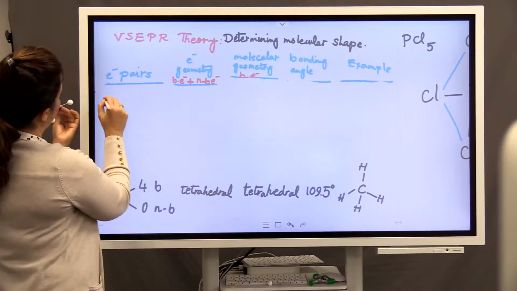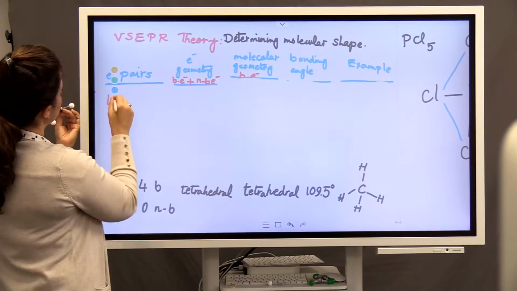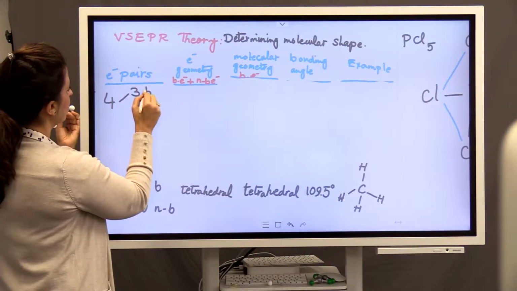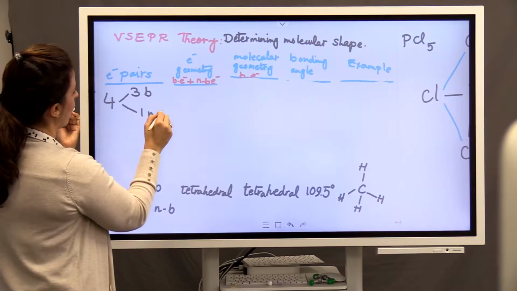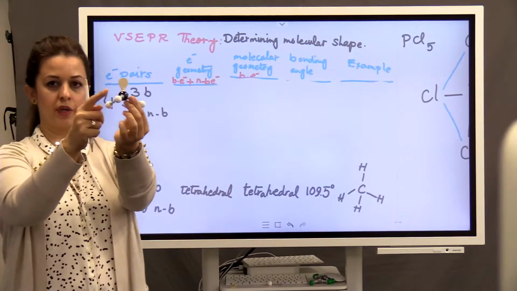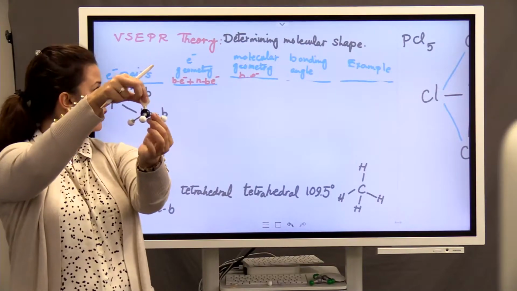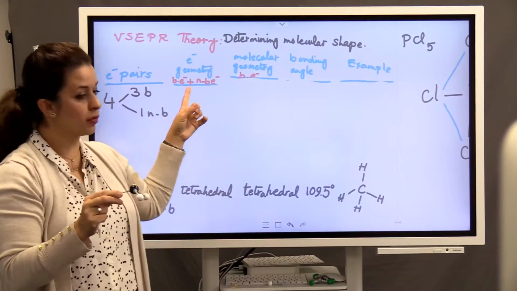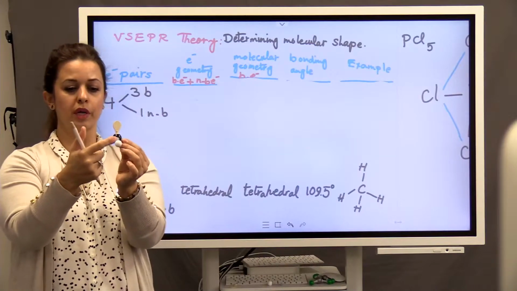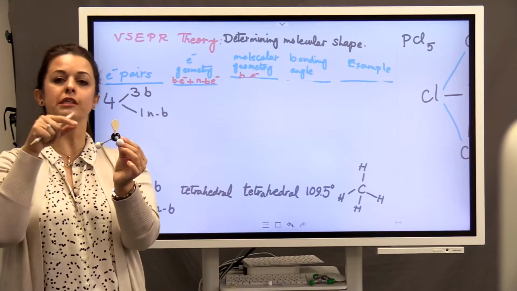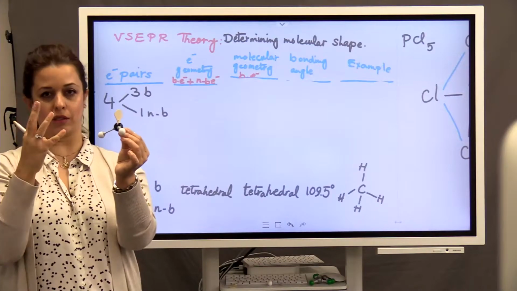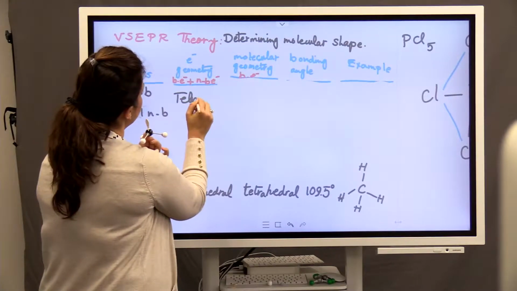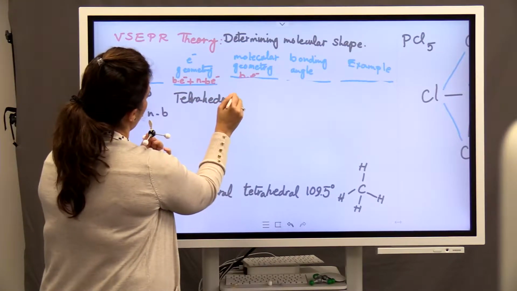So we have 4, let me change it, 4 electron pairs. 3 of them are bonding, and 1 of them is non-bonding. 3 bonding and 1 non-bonding. For electron geometry, we are supposed to consider both bonding and non-bonding. So 3 bonding plus 1 non-bonding, you still have 4 electron domains, 4 electron groups, right? So your electron geometry is still tetrahedral. Okay?